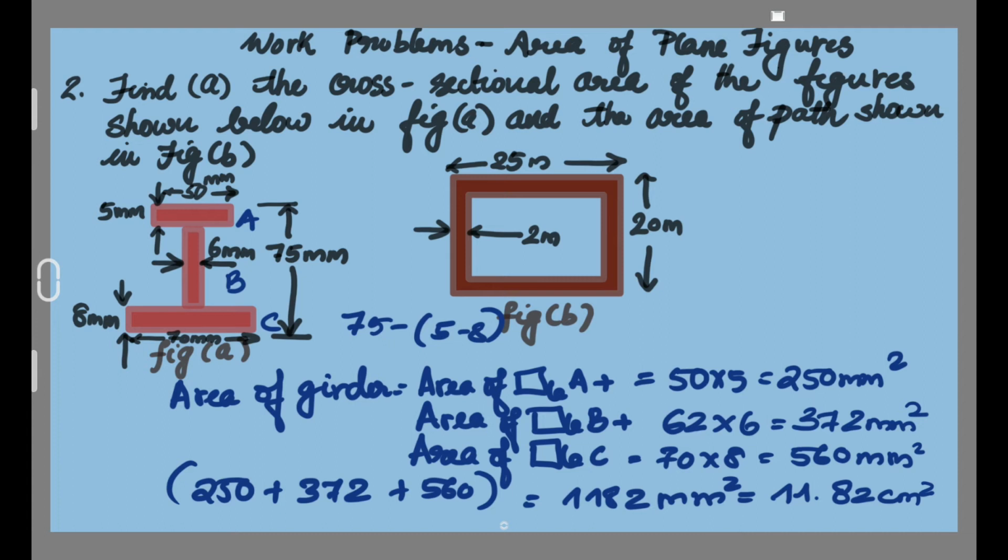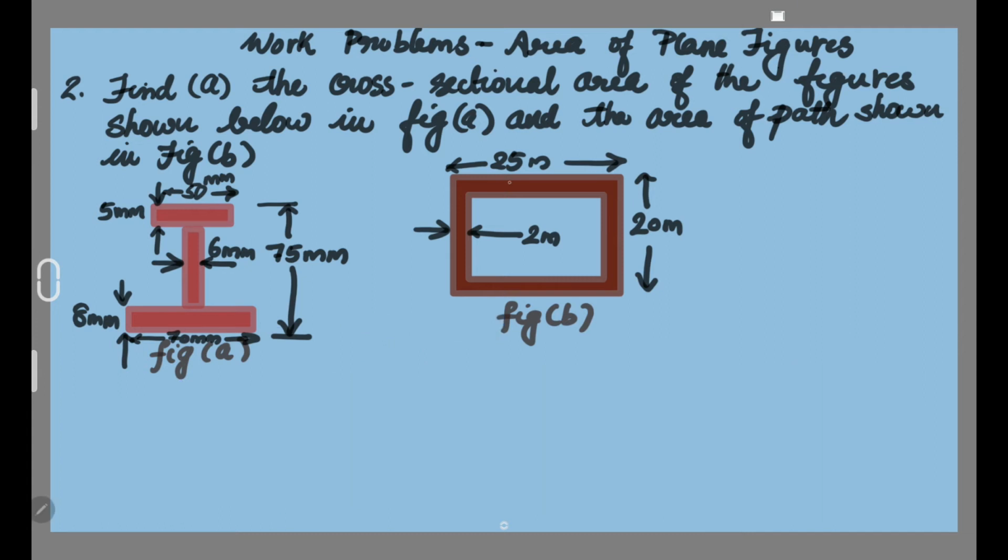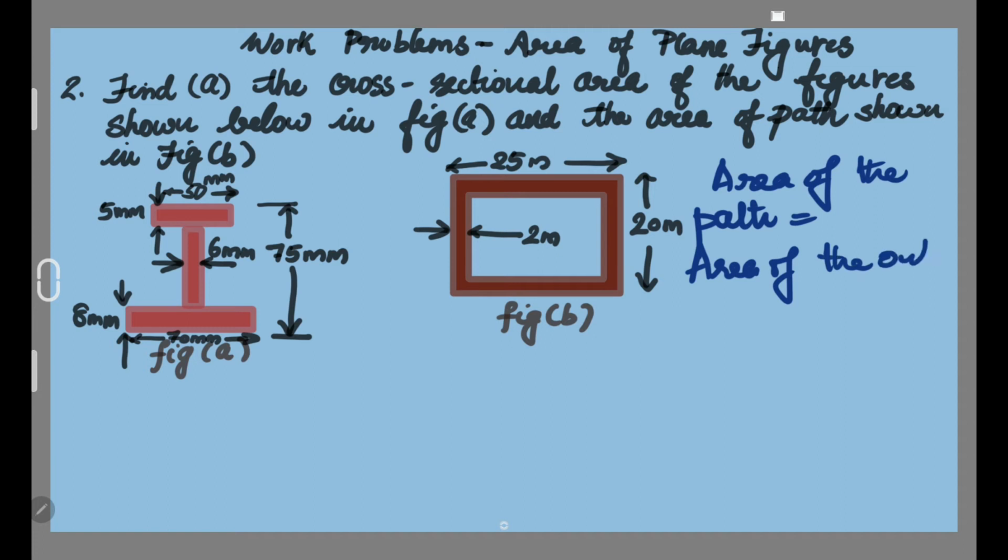Now let's find the second part. You have to find the area of the path. How can we get the area of this path from this figure? If you subtract the area of the inner rectangle from the area of the outer rectangle, you will get the area of the path. That is this darkened portion in the figure. So to find the area of the path, you can find it by area of the outer rectangle minus area of the inner rectangle.